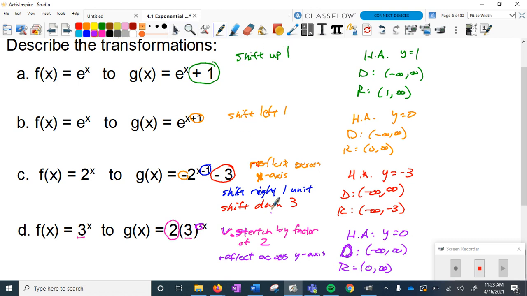If I give you these transformations, you need to be able to write the equation. So you got to be able to go both ways for all of these: write the equation or describe the transformations. Either way. And I wanted to make the connection back to the horizontal asymptote, the domain, the range. Those are things that you're going to have to be able to demonstrate you know how to do in the assignment and on the test.